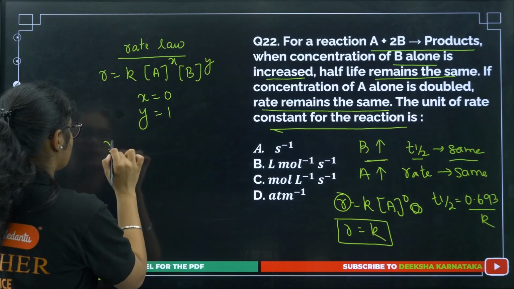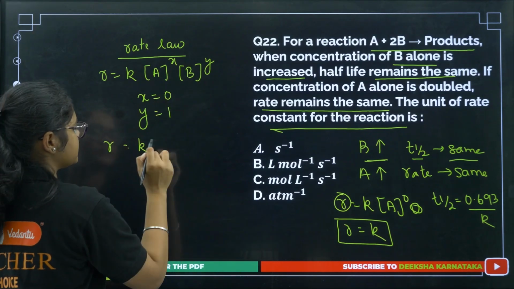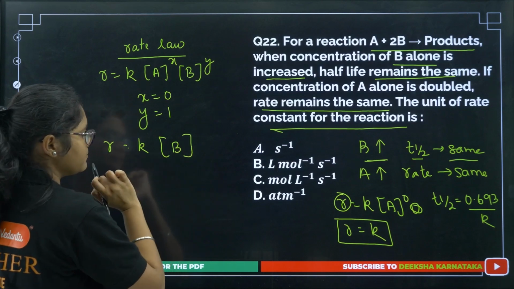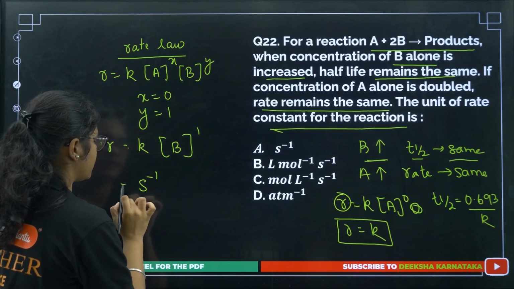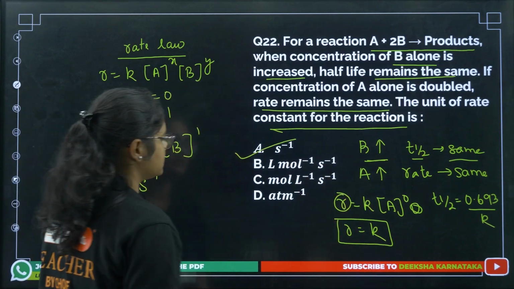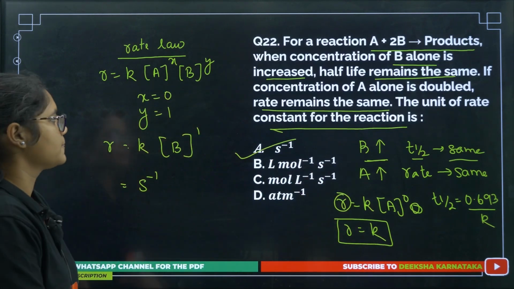So if I write the rate law now, A to the power of 0 will be 1, so I get R = k[B]. So this is which order reaction? First order reaction. What is the unit of k for first order reaction? Second inverse. So the correct answer will be option number A here.